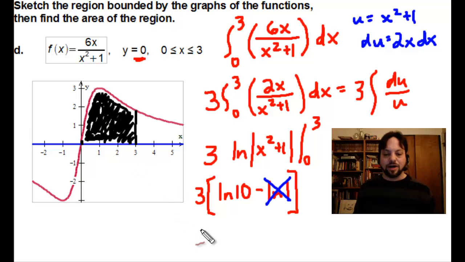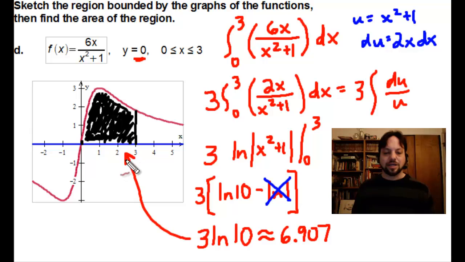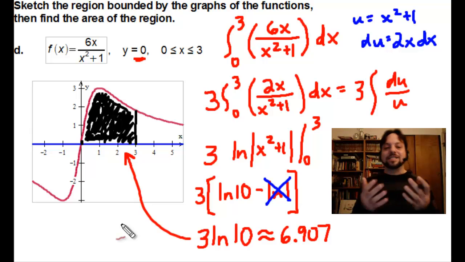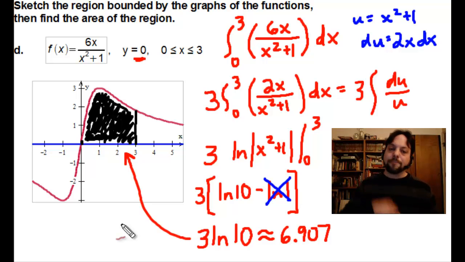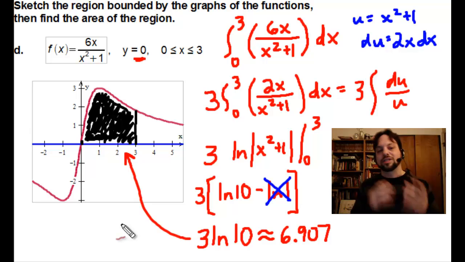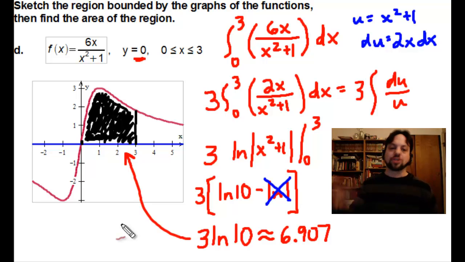And that means the area of this black region is simply going to be 3 times the natural log of 10. As a decimal approximation, that is equal to approximately 6.907. And that is the area of that black region. So, although the concept is not very difficult, the actual calculus of it could require some advanced capabilities. Fortunately, we've made it through Chapter 5, where we learned all about the natural log and its derivative and all that good stuff. So, there we go.